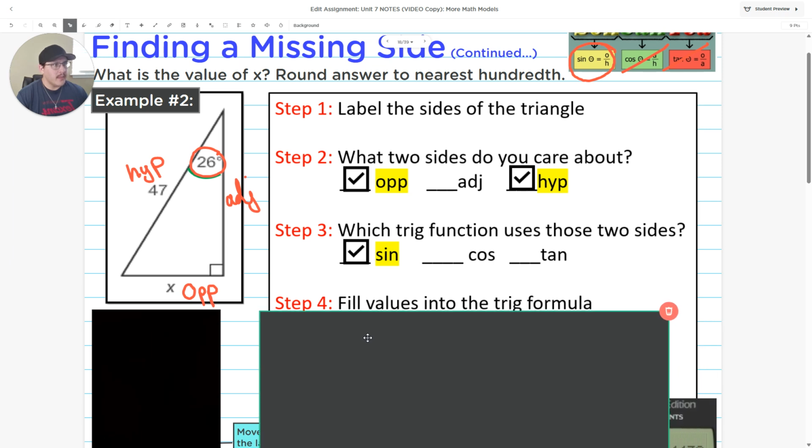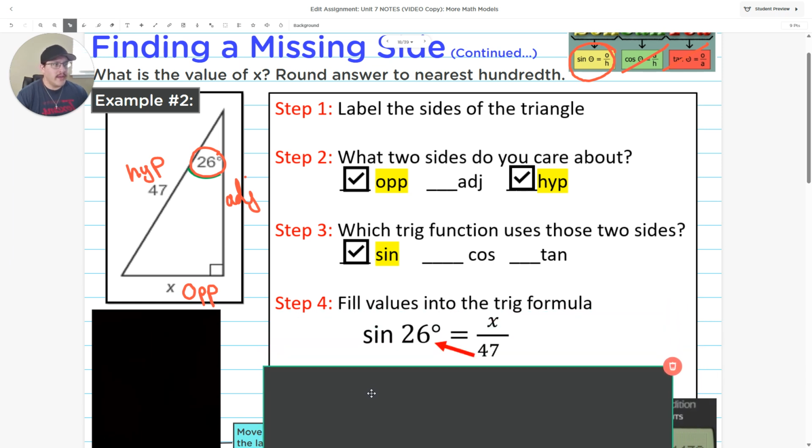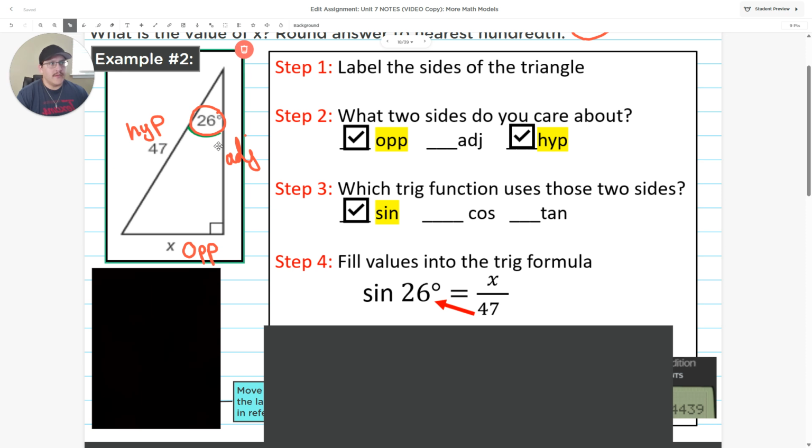So sine of 26 degrees, the ratio of the opposite over hypotenuse with 26 degrees, is x, the opposite, divided by the hypotenuse, which is 47. So sine of 26 equals x over 47.